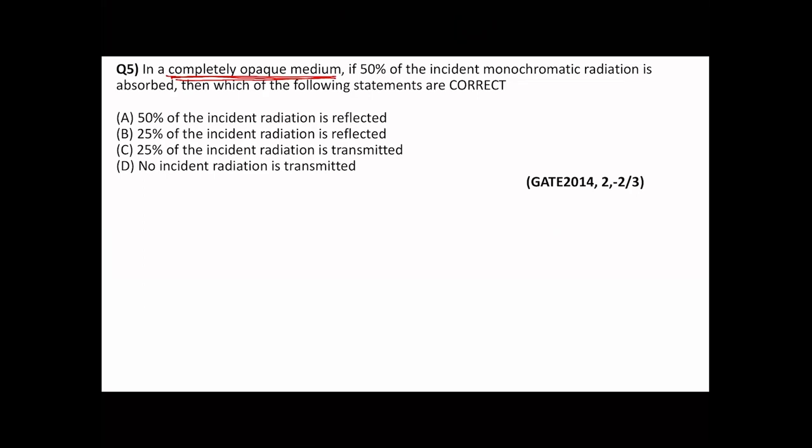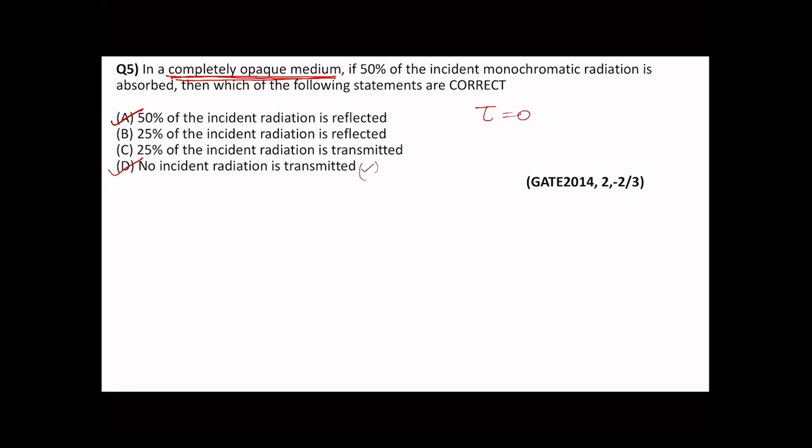Alright, so everyone is spamming AD. You all are right. A and D are the correct options over here. Let's quickly go over why A and D are correct. When we say it's a completely opaque medium, that implies that tau, the transmittivity, has to be equal to 0. Hence option D is correct.